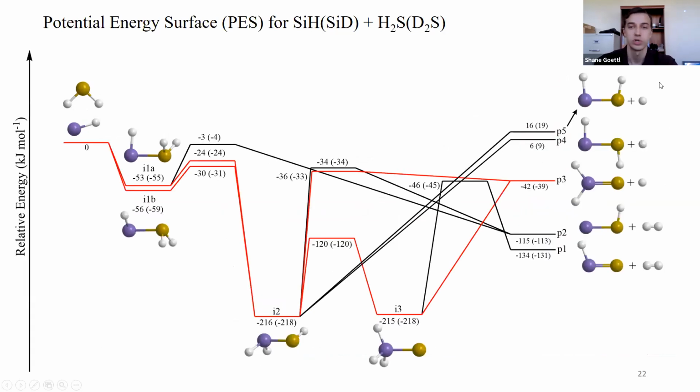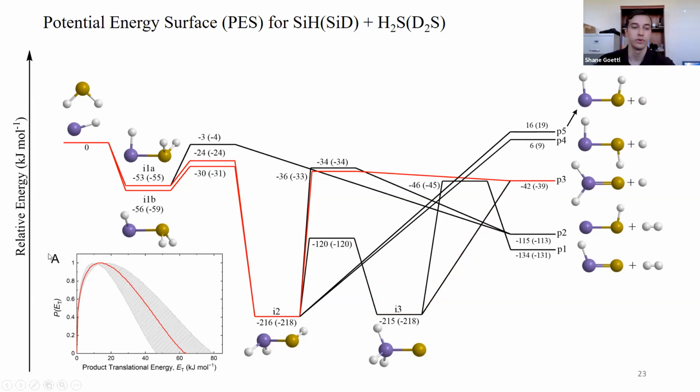So first we can start off with P3. With the pathway, we can see we have a barrierless addition of the silicon to the lone pair of the sulfur. After this, we could have a bond rotation, followed by a deuterium migration from the sulfur to silicon. And here we could have a deuterium loss to form P3, or we could have another deuterium migration followed by a deuterium loss.